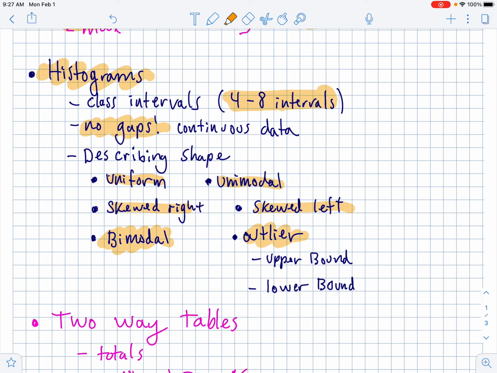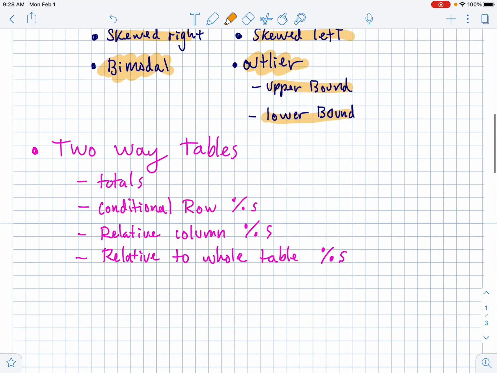Sometimes from a histogram, you can spot an outlier that's far away from the curve. We did learn formal ways to find outliers by finding the upper bound, which is Q3 plus 1.5 times the interquartile range, and the lower bound, which is Q1 minus 1.5 times the IQR, interquartile range.